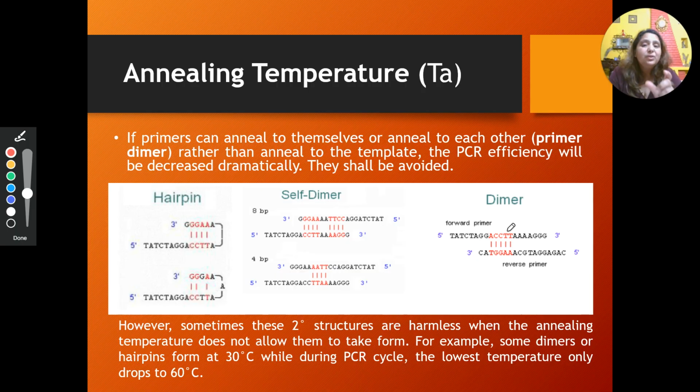So therefore we have to choose the annealing temperature very judiciously, that at what temperature it forms the structures which are secondary in nature and till what temperature they are stable. We have to be very clear about it. Okay, so this is very important.